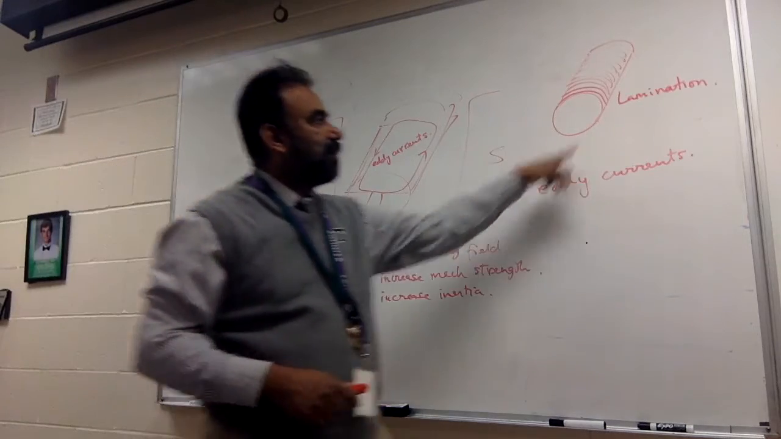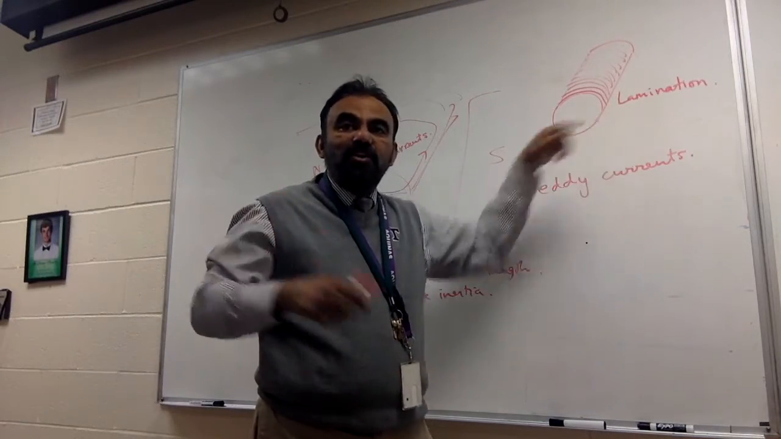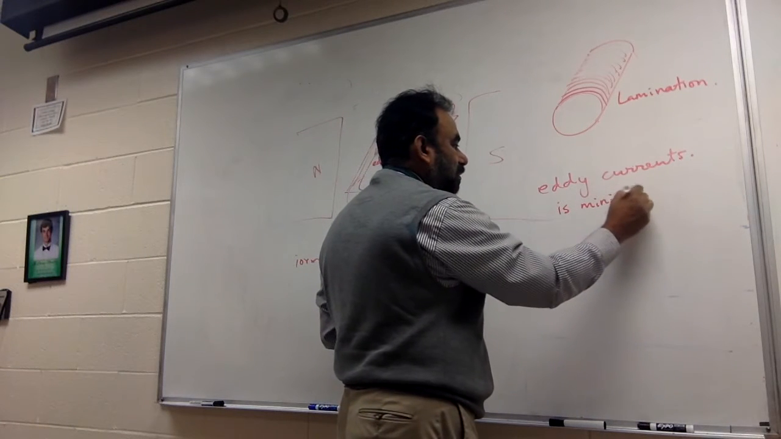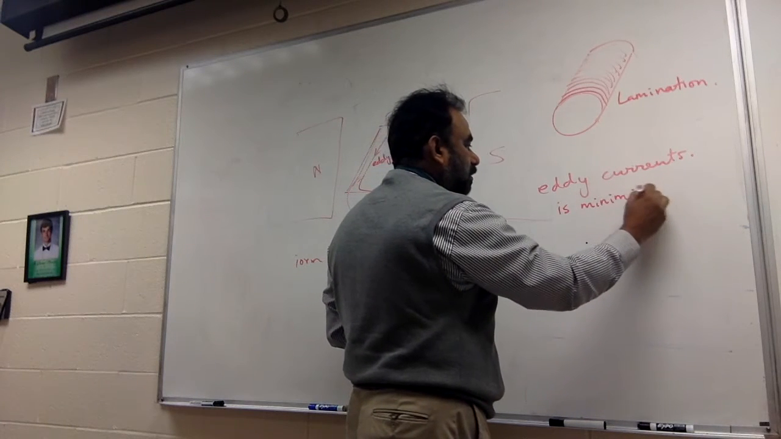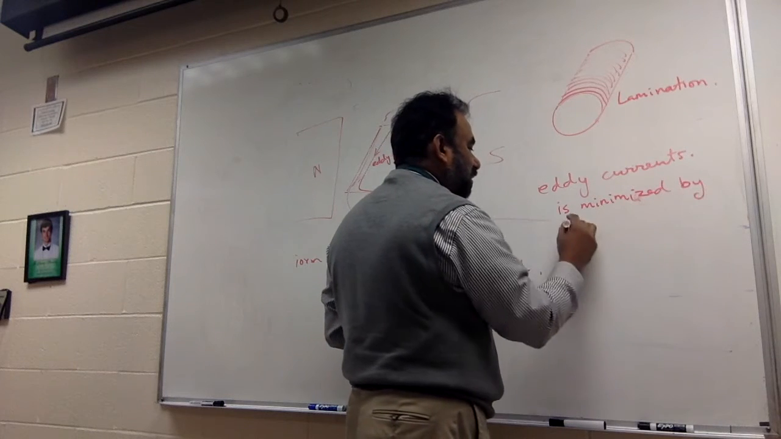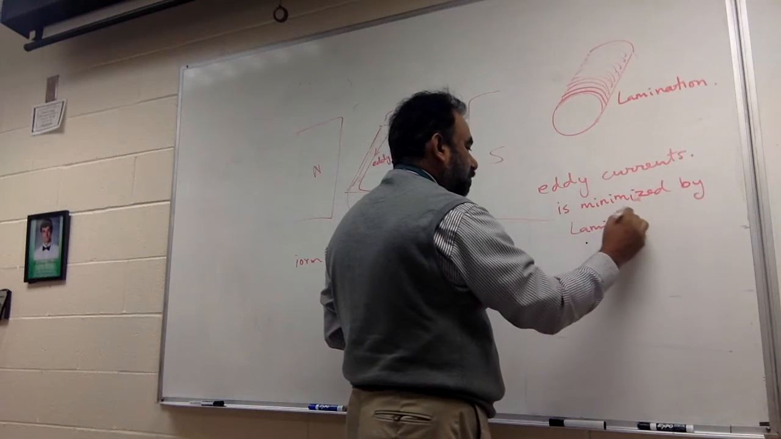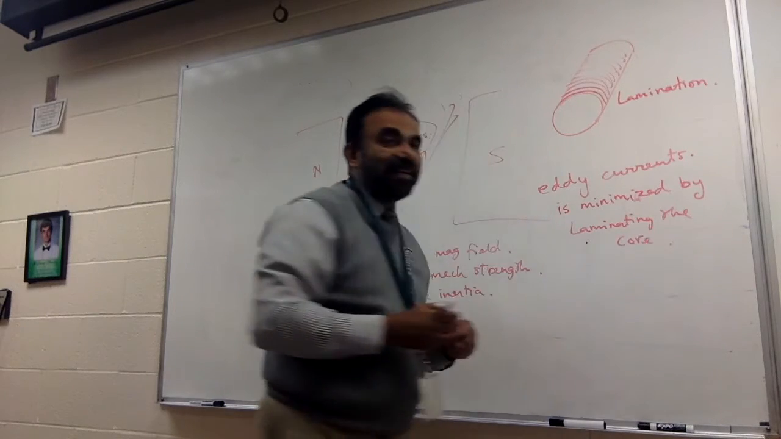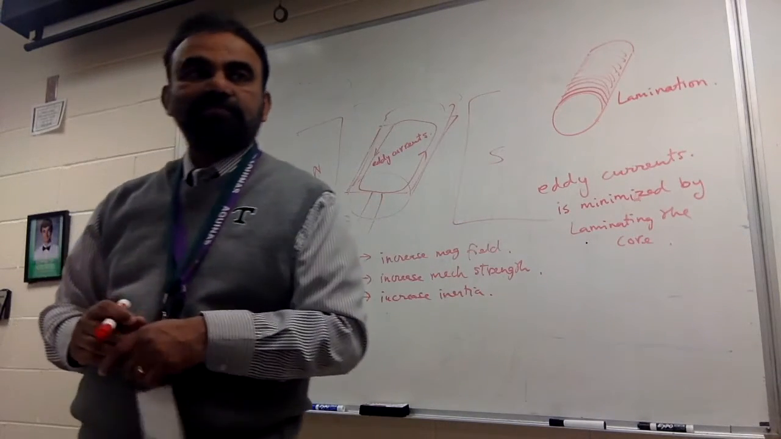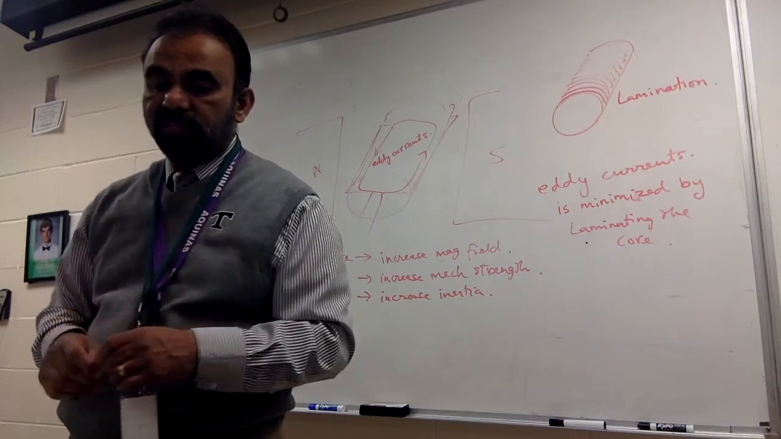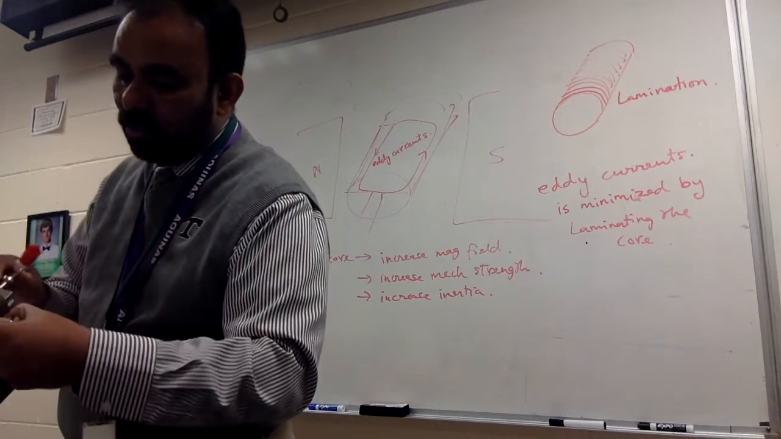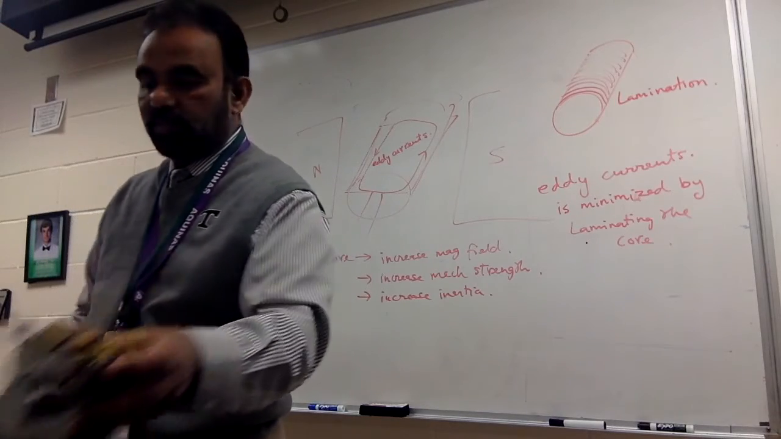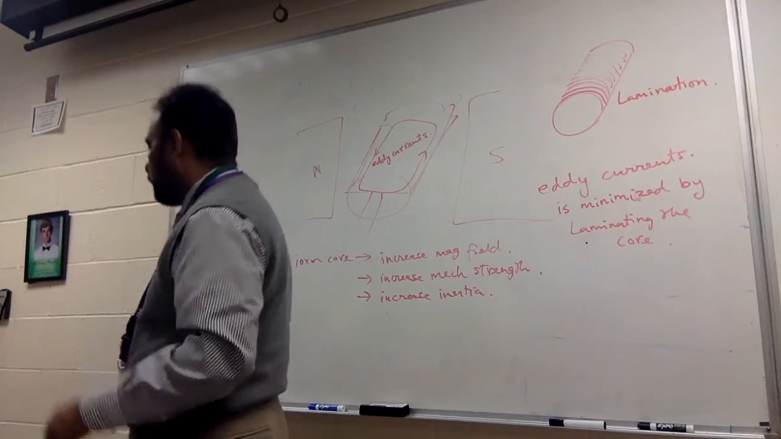How is eddy current minimized? By laminating the core. You can't get rid of eddy currents completely, but you can minimize it to a great extent. So if you look at these, the core that is actually here, it is laminated.